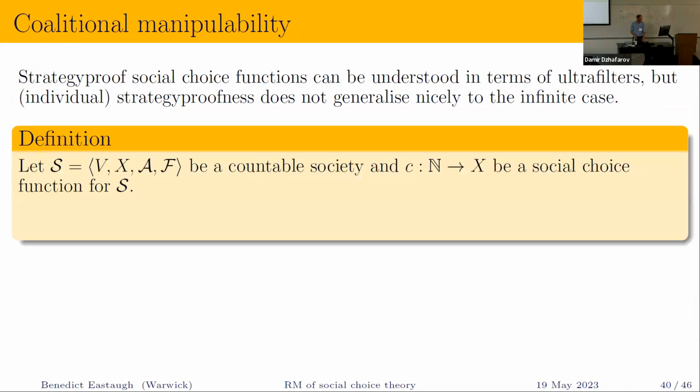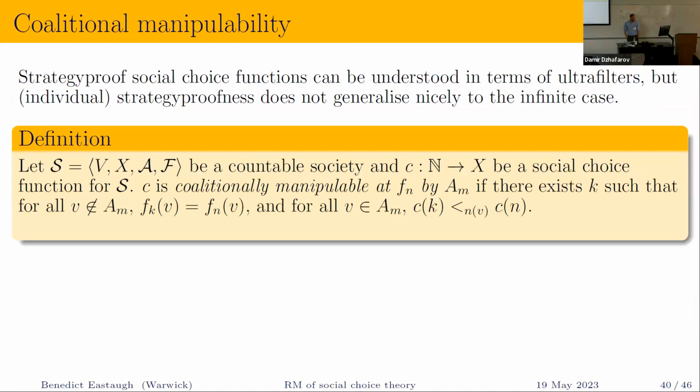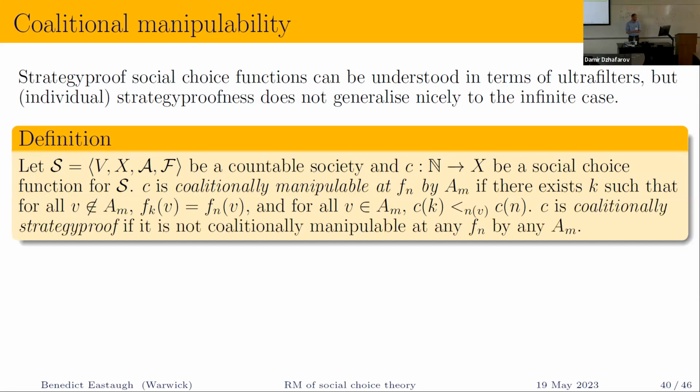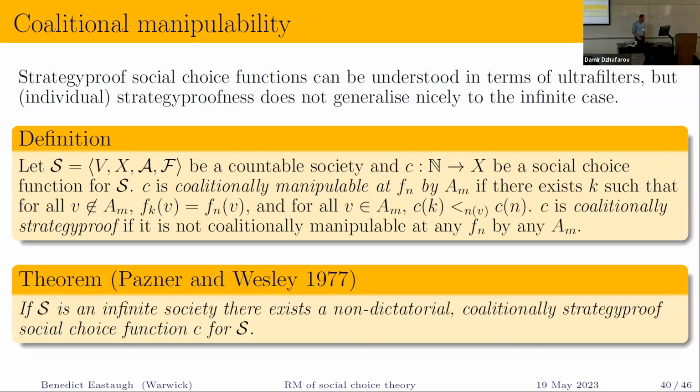So here's a better definition for the infinite case. Suppose we've got S and C as before. Then we say C is coalitionally manipulable at a profile N by a coalition M if there's some other profile. Again, we have a group of voters going from their true preferences to the ones they're pretending to have by changing their votes. Everyone else votes the same, and at this other profile, they get something better. And then we say that C is coalitionally strategy proof if it's not coalitionally manipulable. And this does give you this ultrafilter analysis in the infinite case. And again, you get this theorem. In fact, you can just take the previous theorem as a corollary of this. If you've got an infinite society, then there's a non-dictatorial coalitionally strategy proof social choice function for the society.